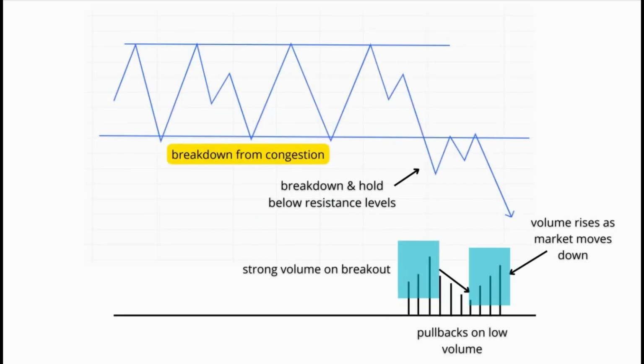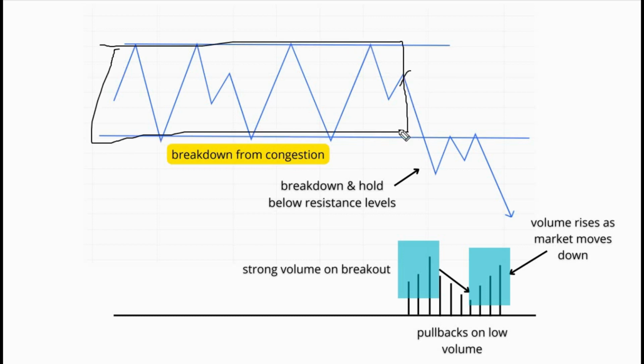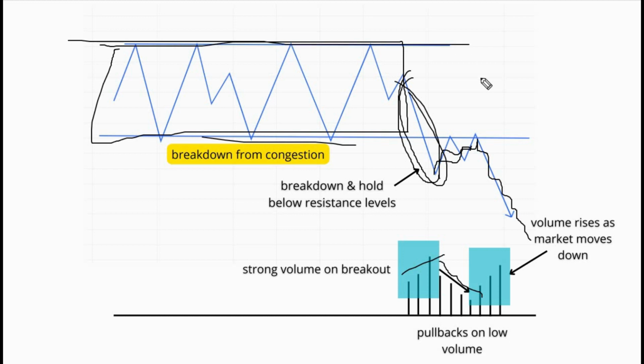Okay, similarly here, after a congestion zone, prices broke down this support level with good volumes, which indicates the presence of institutions, and then the pullback is of low volume. So this is indicating strong selling pressure, weak buying pressure, and now prices could potentially move towards the downside. And this is a potential distribution zone.